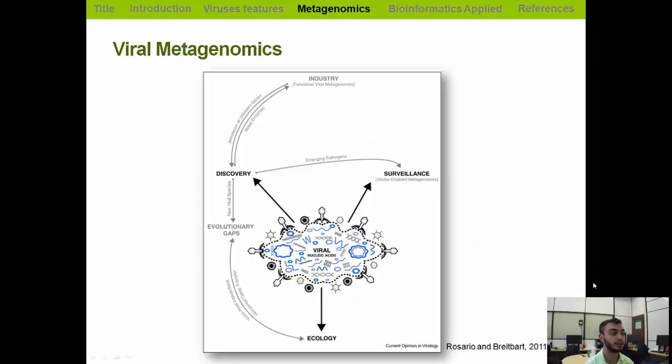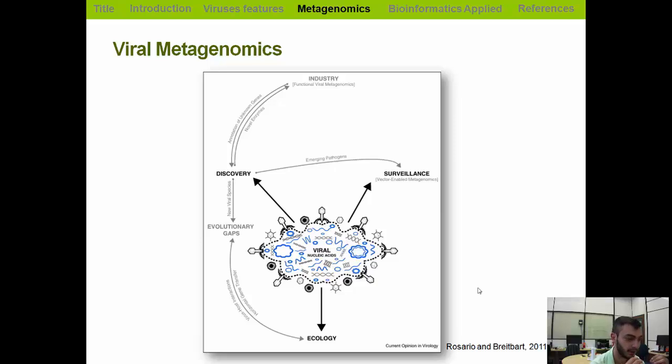And here I bring you some perspective from a nice magazine, Current Opinion in Virology. This article was published by Rosario and Breitbart in 2011, and it is an overview of what viral metagenomics can bring to us. What are the implications of the study of the viromes, this viral diversity, through metagenomics?